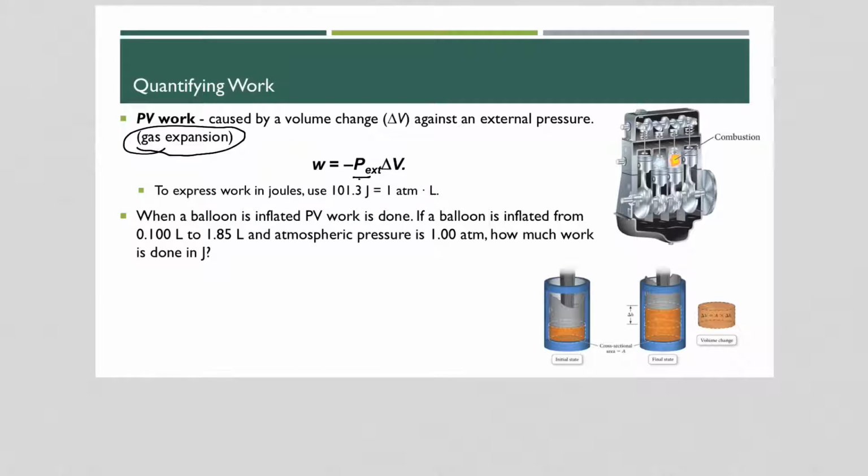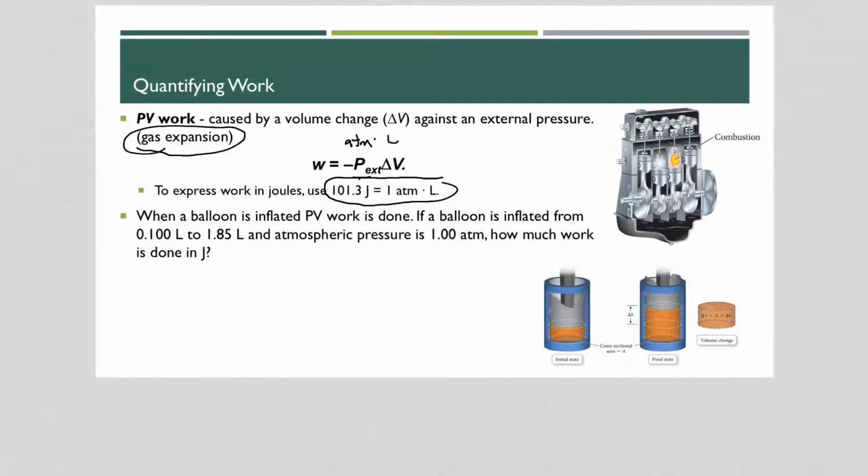Now, we want to express work typically in joules. So we have this useful conversion here, because notice what our units are going to be. Pressure is going to have to be in atmospheres. Volume is going to be likely in liters or some version of that, so we can put it into liters. So we often get our work units in atmosphere liters, but we want to be able to express it in conventional energy units. So we have this conversion of 101.3 joules is equivalent to 1 atmosphere liter of work.